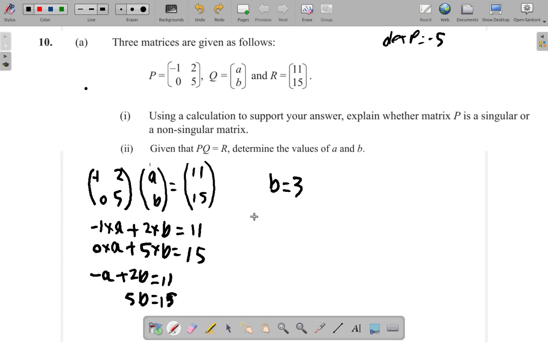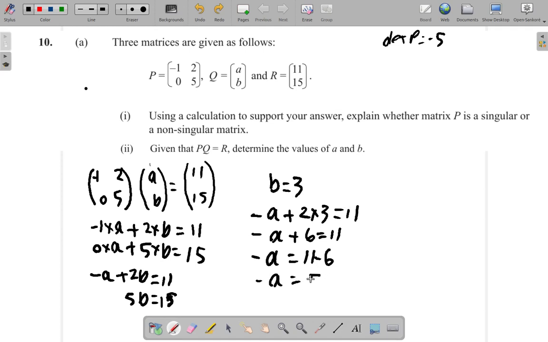Since B is equal to 3, we can rewrite this equation. -A plus 2B, but we know B is 3, so it's 2 times 3 equals 11. So -A plus 6 is 11. Subtract 6 from both sides. -A is equal to 11 minus 6, not 16, 11 minus 6, which is 5.